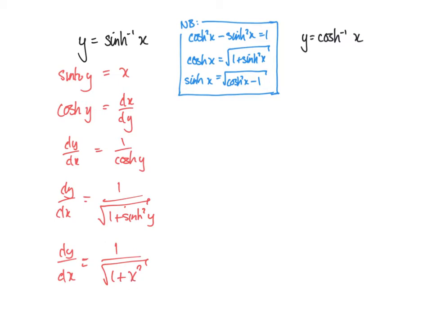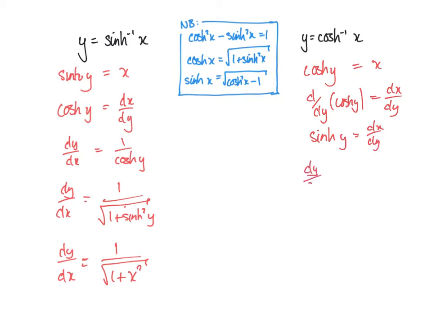Okay. It's the same sort of thing with cosh x. So if we start with y equals inverse cosh of x, then cosh y equals x. So instead of differentiating that with respect to x, let's differentiate that with respect to y. So d by dy of cosh y equals dx by dy. And when we differentiate cosh y with respect to y, we get sinh y. So sinh y equals dx by dy, and so dy by dx is 1 over sinh y.